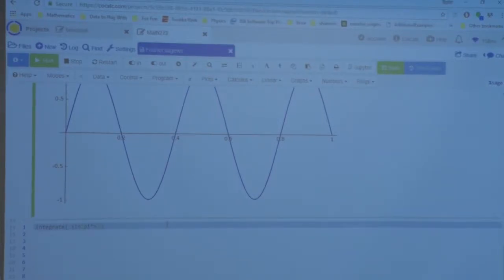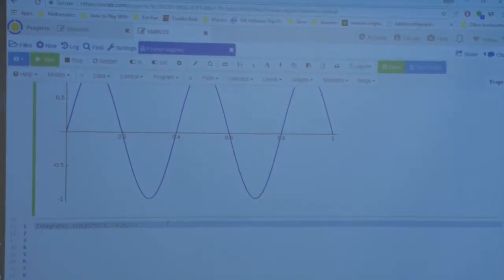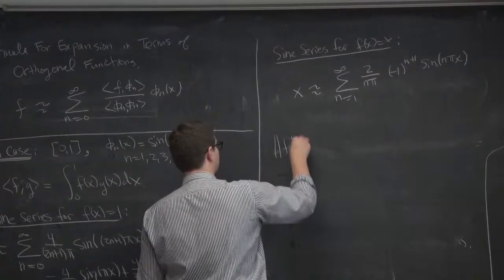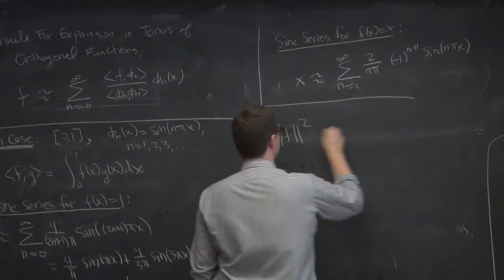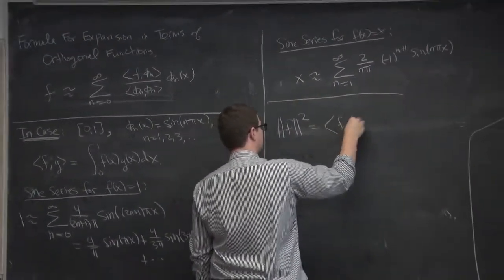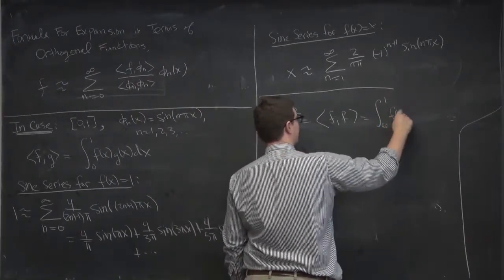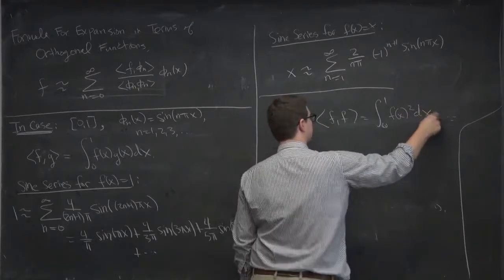So what did we compute the norms were last time? Right, the norm was the integral. Let me remind you what the norm is. The norm is the integral squared. So we had this inner product here, and the norm squared of some function is the integral from 0 to 1, in this particular case, of f of x squared dx.